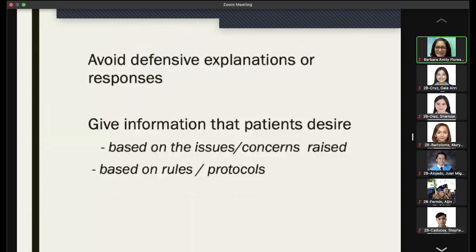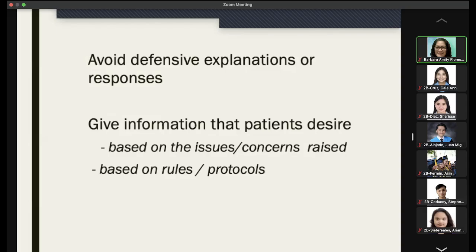Before you apologize or acknowledge a problem, you have to know exactly why you are doing them. So do not apologize for the sake of apologizing and avoid defensive explanations or responses. When you apologize and you acknowledge, you want to provide information that the patient desires based on the issues and concerns that he or she raised while ventilating, or you may want to explain things based on rules and protocols. It's not enough to just say, I'm sorry. You have to know what you are sorry for. You have to know what the issue really is, and you address that particular issue.